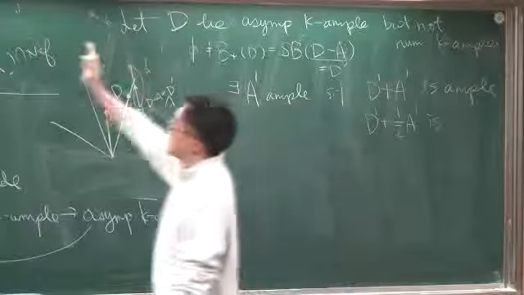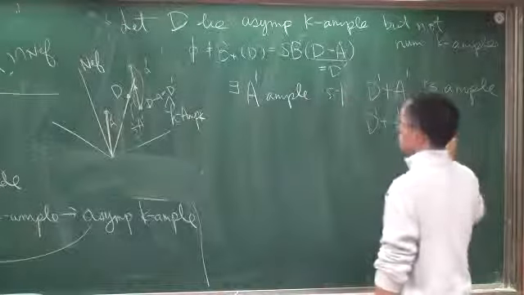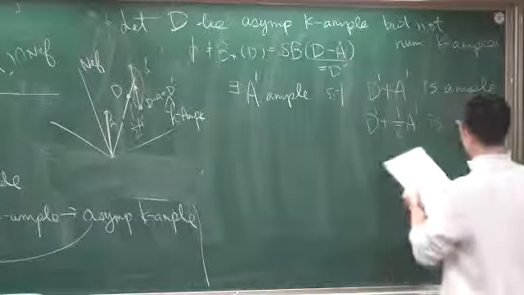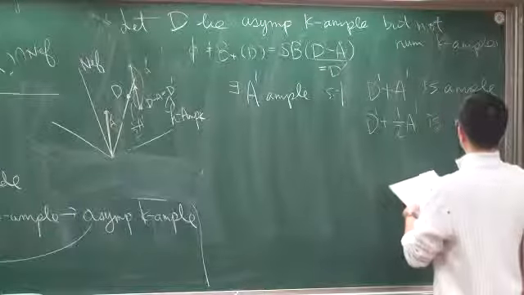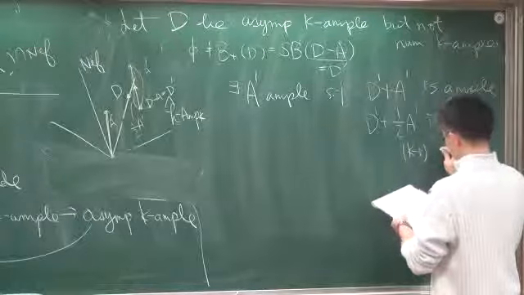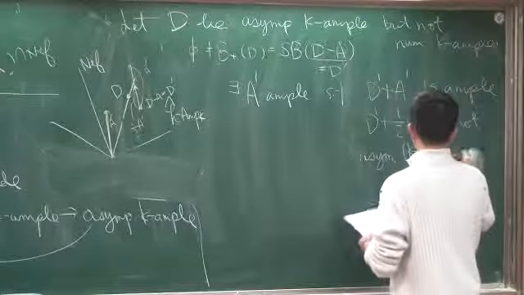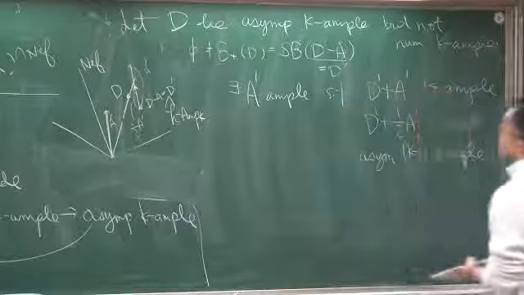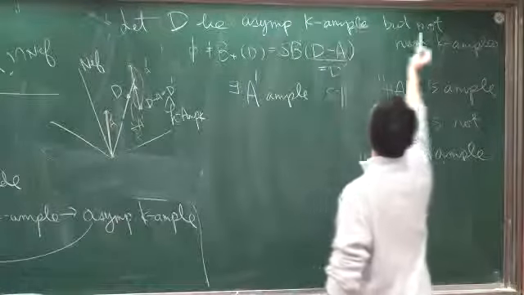So here we use this lemma. D is, let me write the conclusion first. It's not k minus 1 asymptotically, okay, ample. Okay. Because as I said, D is already not.